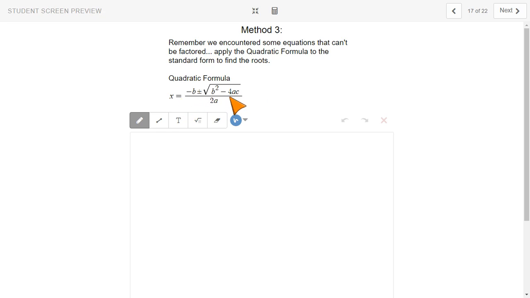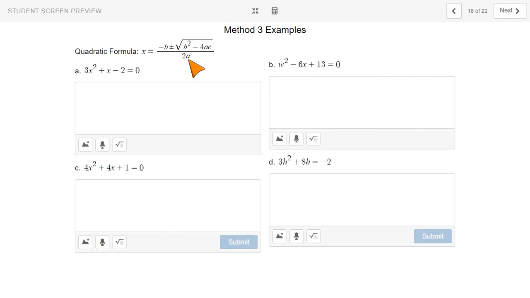So these a's, b's, and c's come from the equation in standard form. The coefficients of a, b, and c are what go into the quadratic formula. Let's apply this to a couple of equations.